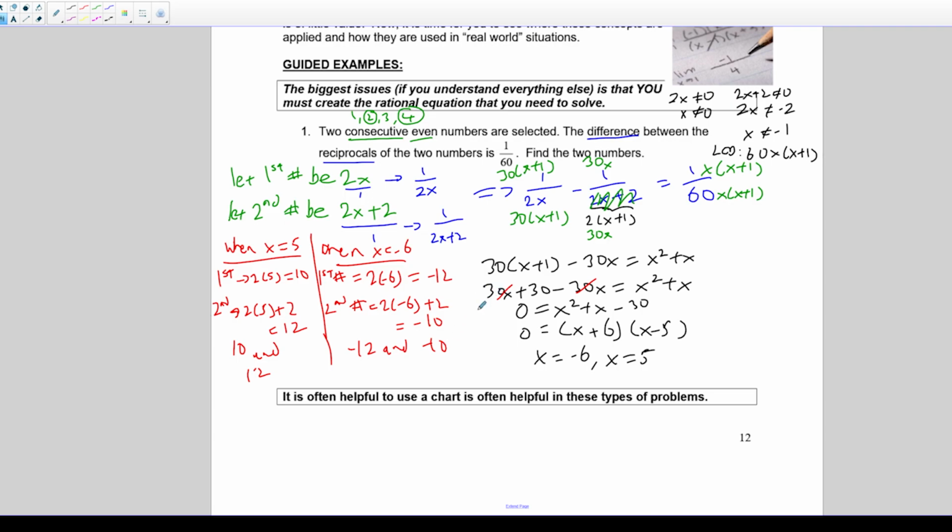So we have negative 12 and negative 10 as your two possibilities when x is equal to negative 6. So we actually have two sets of possible answers. 10 and 12, or you can have negative 12 and negative 10 as your two answers.